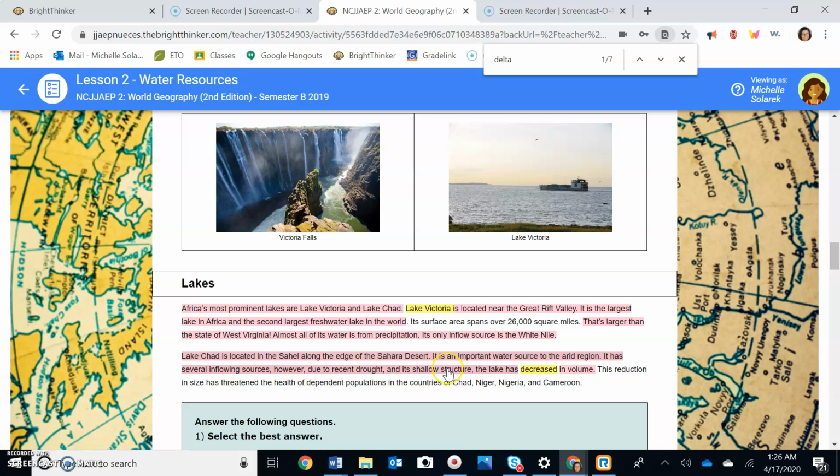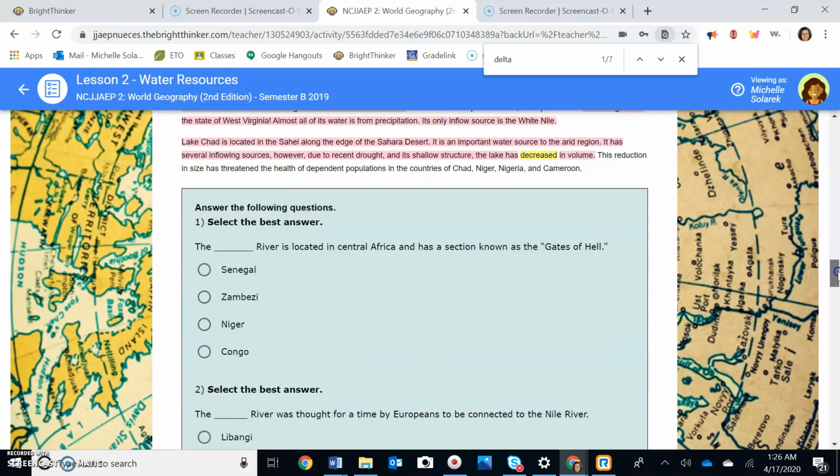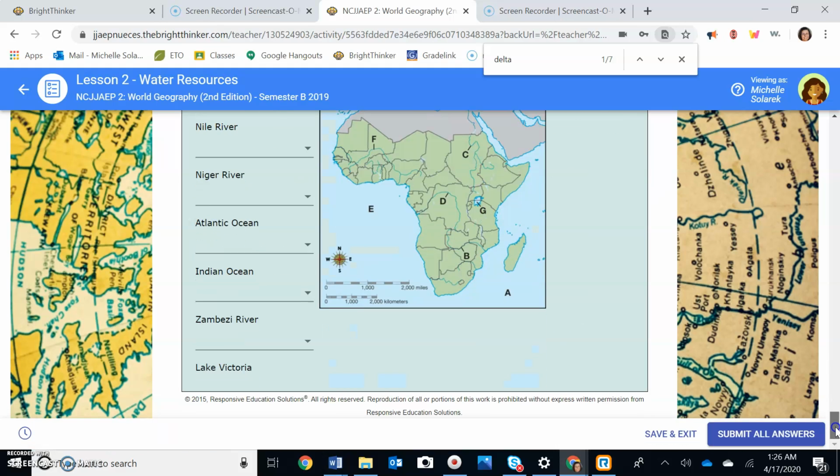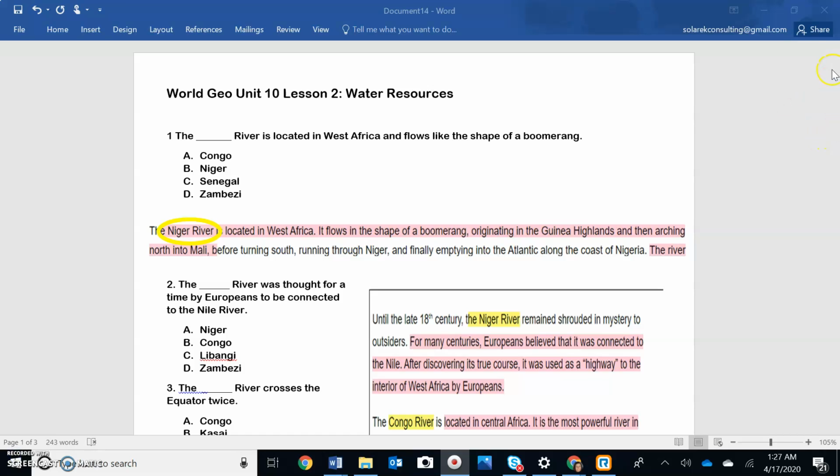However, due to the recent drought and its shallow structure, the lake has decreased in volume. Has it increased, stayed the same, or decreased? It has decreased. Now, these are the questions you guys would have been answering. But, of course, I shortened it for you, so let me get over to yours. It's only been a 4-minute lesson so far, so we can take our time on the questions.